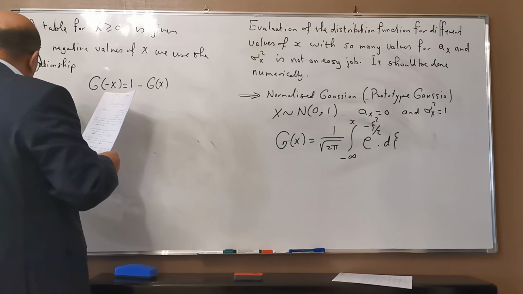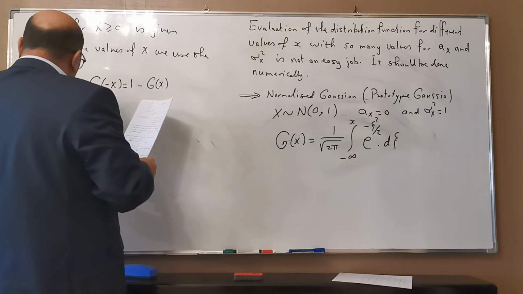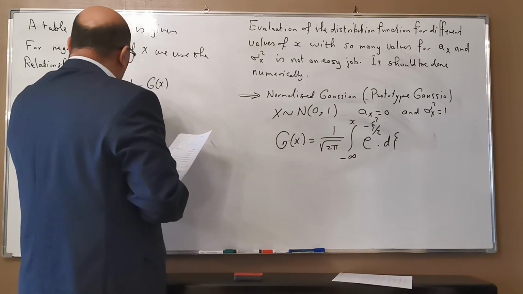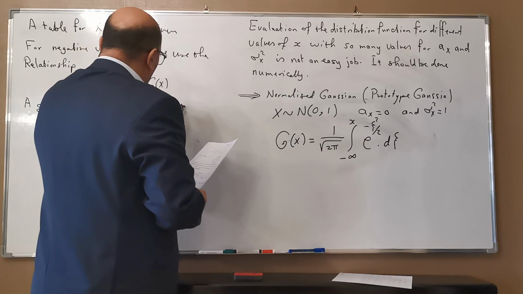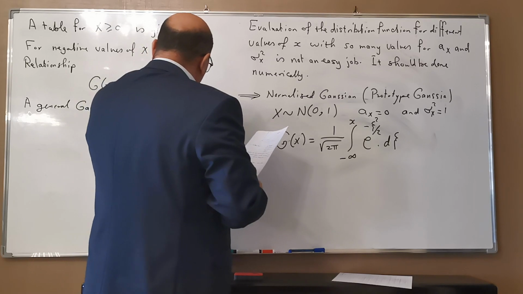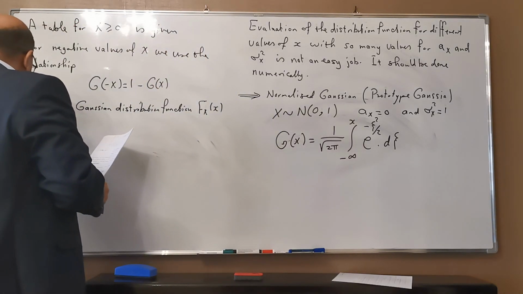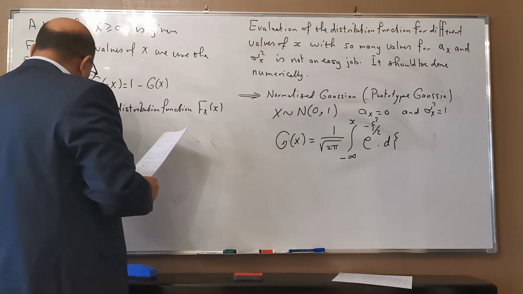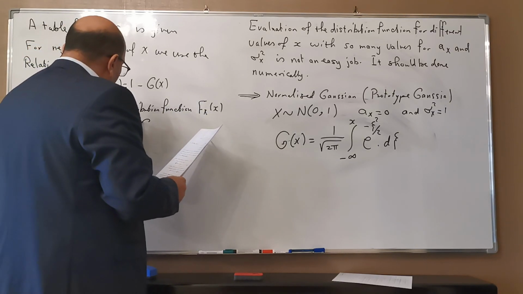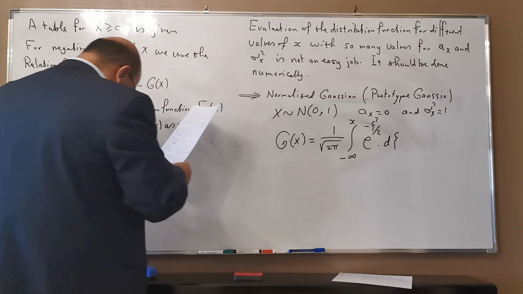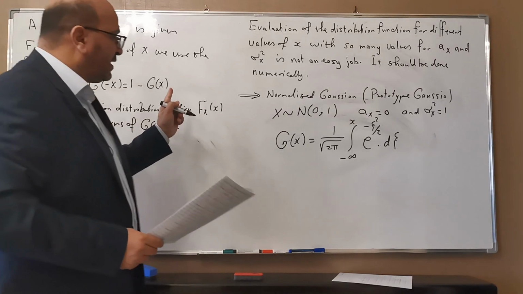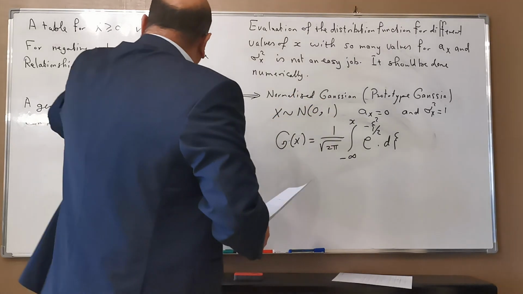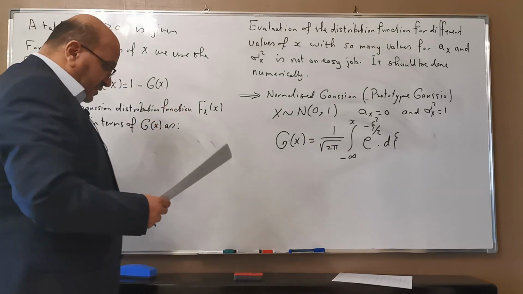A general Gaussian distribution function fx of x can be found in terms of g of x as, okay, so we will see what is the relationship for a general fx of x with this normalized Gaussian, and go to the table and find the corresponding probabilities that we are looking for.